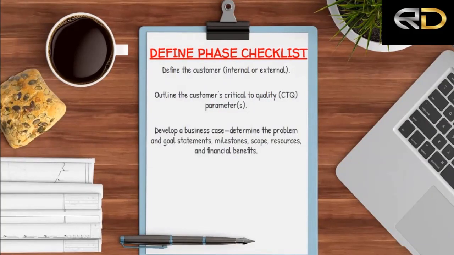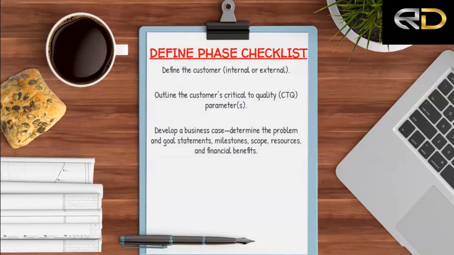And then you have to develop a business case to determine the problem, the goal statement, milestones, and also the financial benefits. So the problem statement here: 40% of credit card and loans are being replied to on a later date. The goal is to reduce variation by 60%. That is from the case that I've read to you. The financial benefits were $35 million, and so on. Okay, so that is all you need to do.